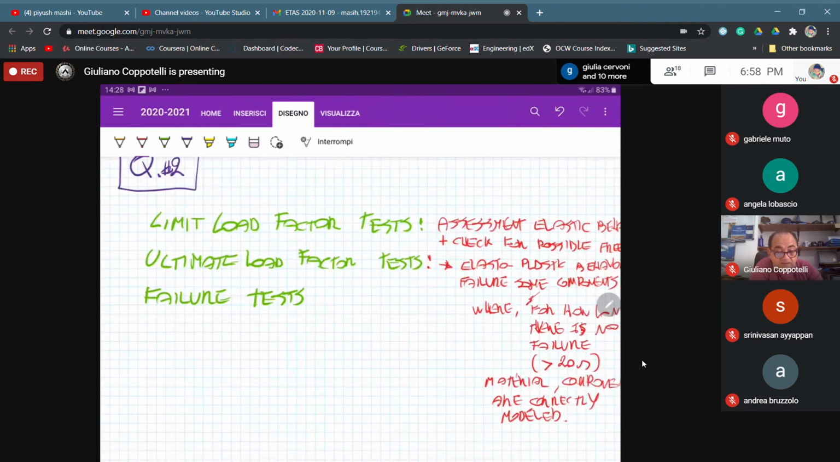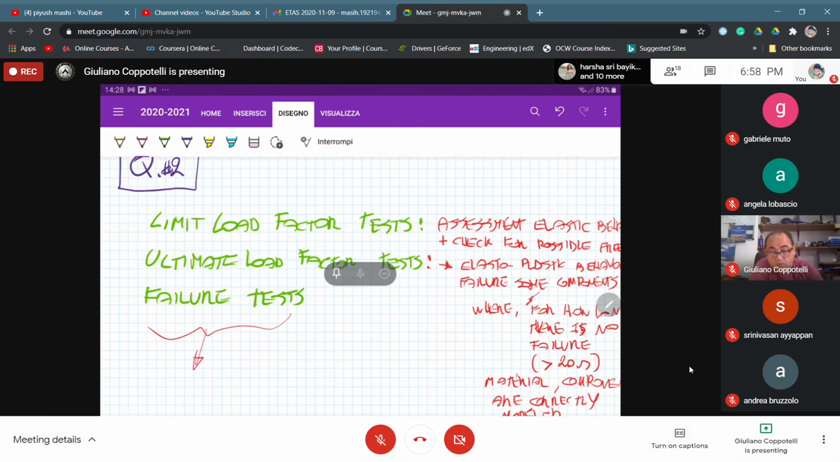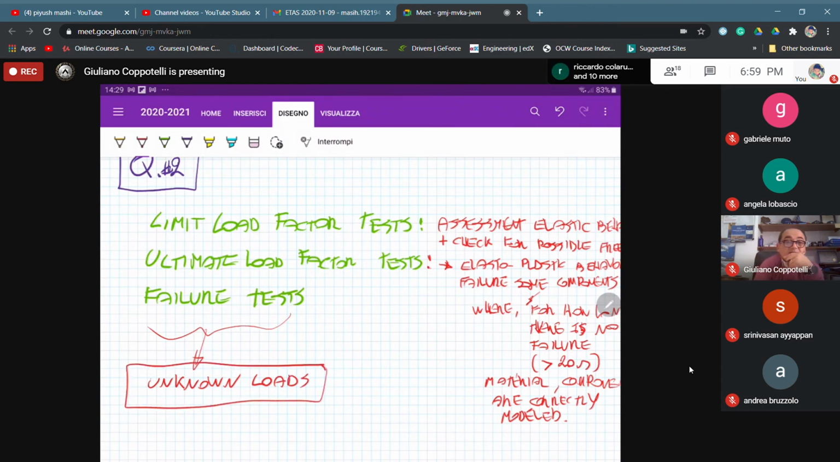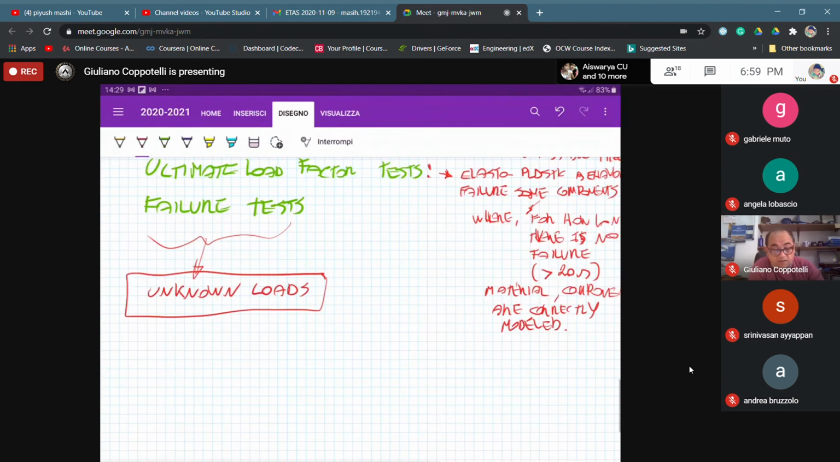Finally, the failure tests. Here we have to break everything, we have to know that, and we have to identify what are those loads that set the structure into the failure condition. Everything was broken. Okay. Questions?